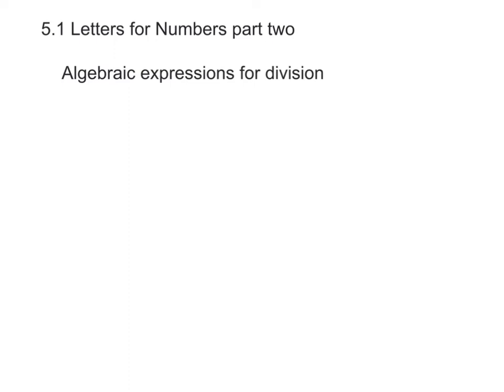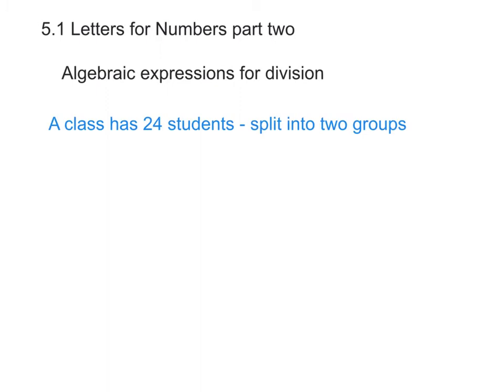We will start this part with writing algebraic expressions for division. If a class has 24 students and we want to split it into two groups, we would take 24 divided by 2, or algebraically we would write that 24 over 2, which is also 24 divided by 2, which would be 12 in each group.